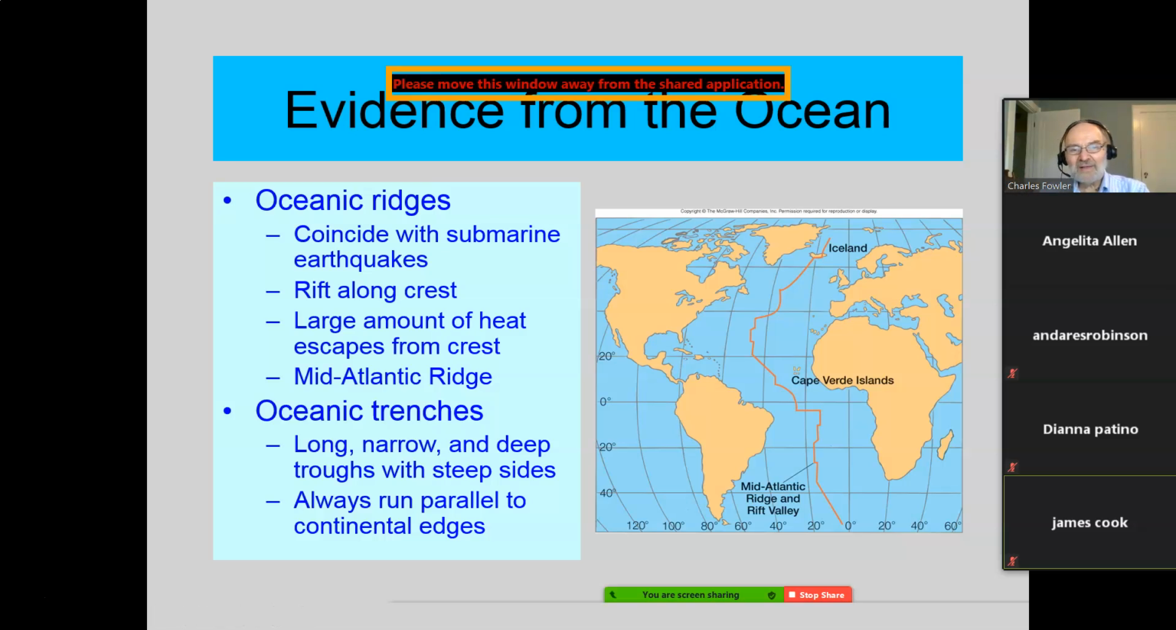Here's what's happening. If the continents are drifting apart in the middle of the Atlantic, something has to give because the Earth's not getting any bigger. So something has to be subducting under on the opposite side, and that's exactly what's happening here.